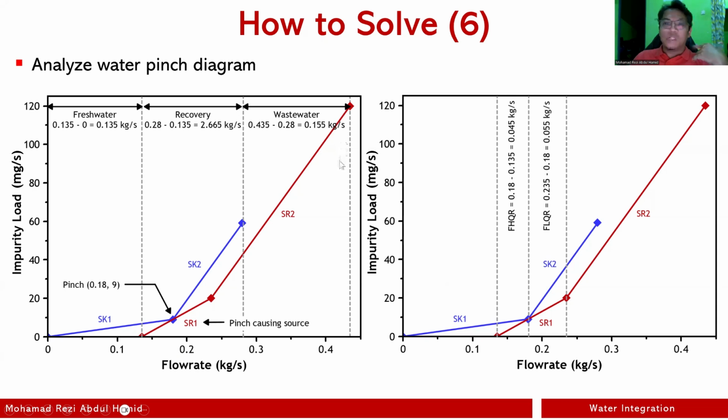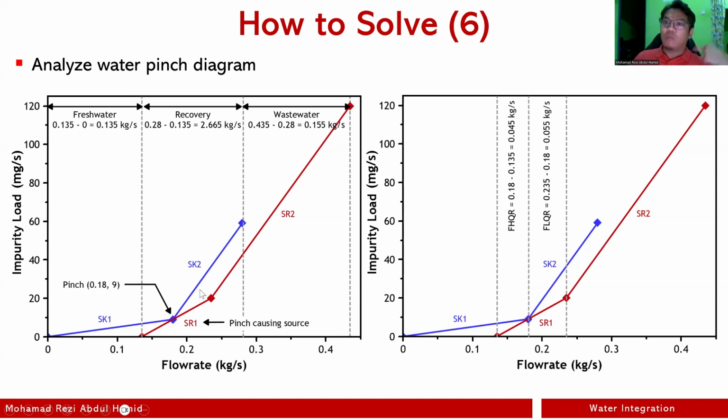And then wastewater is quite simple, the same thing from this vertical line to this vertical line. So from this vertical line, this is 0.435. The other end is 0.28. So 0.435 minus 0.28 is 0.11155. All right. So from this plot, what can you get?